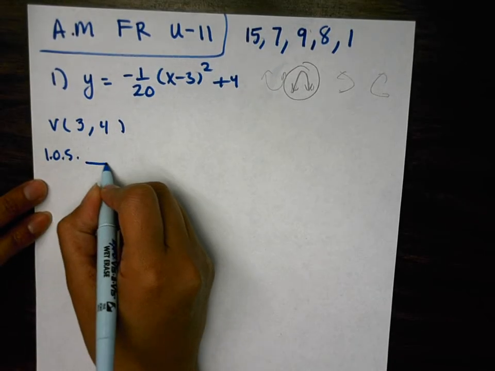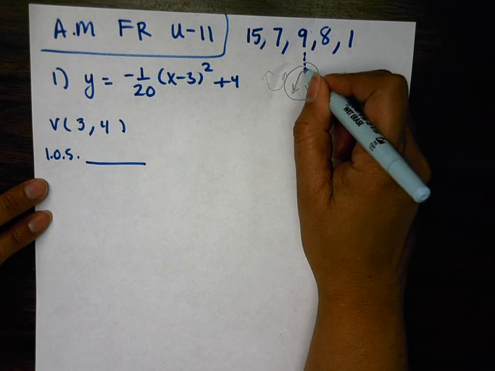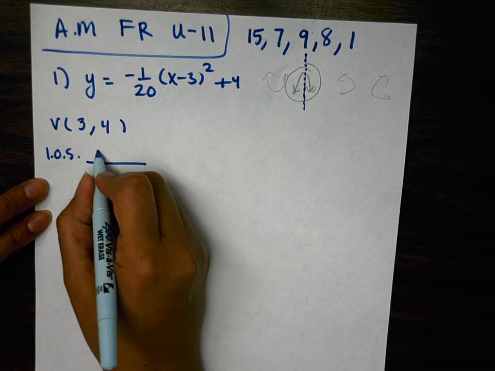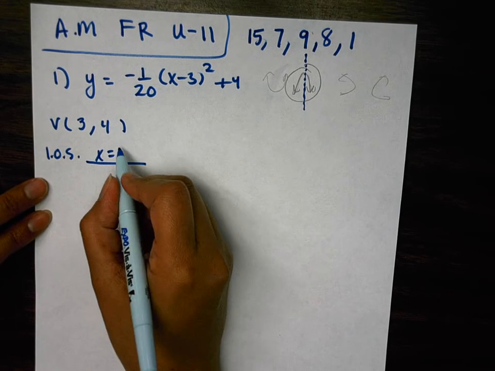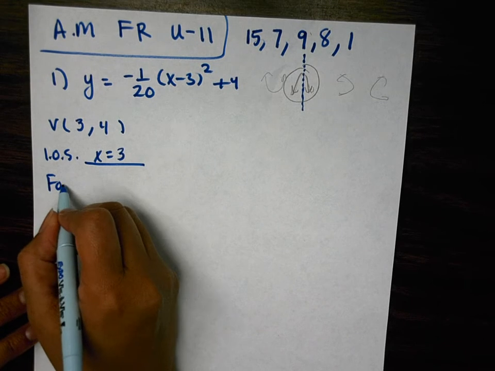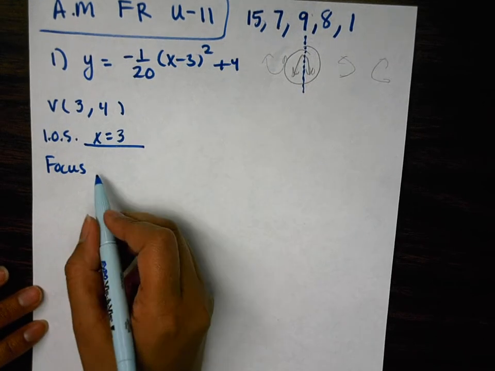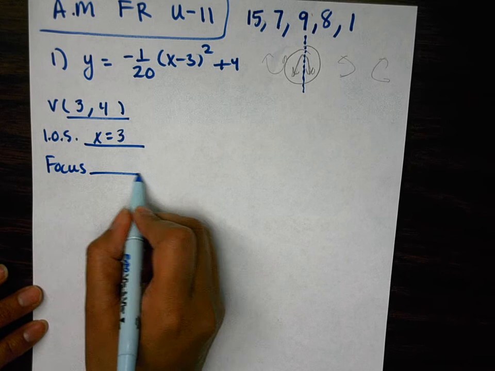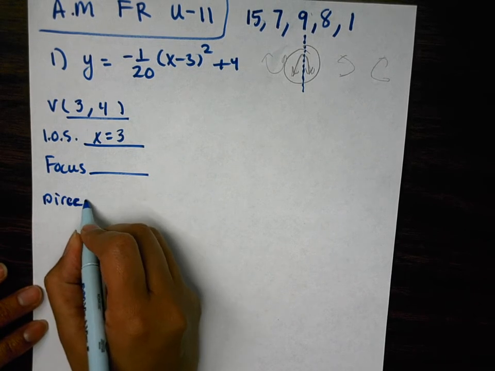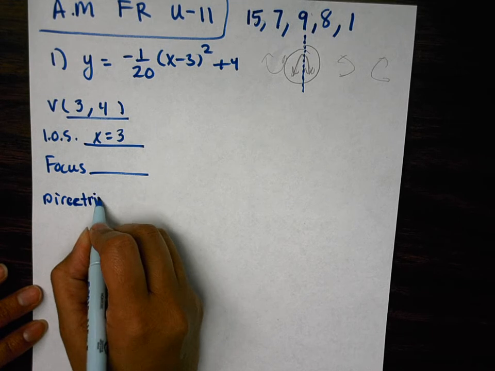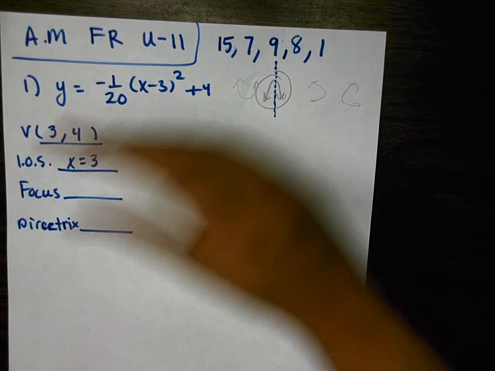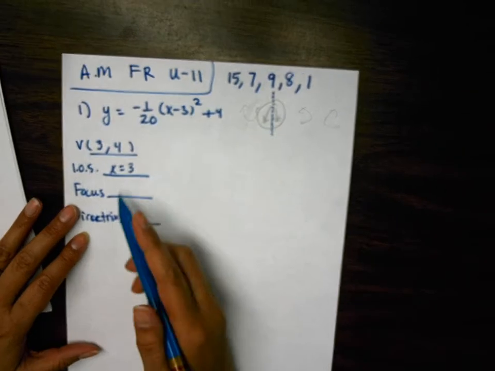The next thing we find is the line of symmetry or the axis of symmetry. And if it's opening up or down, it's going to be a vertical line. Is that x equals or y equals? And x equals 3. Okay. Next thing is the focus, which is a point. And directrix, which is a line. Okay.